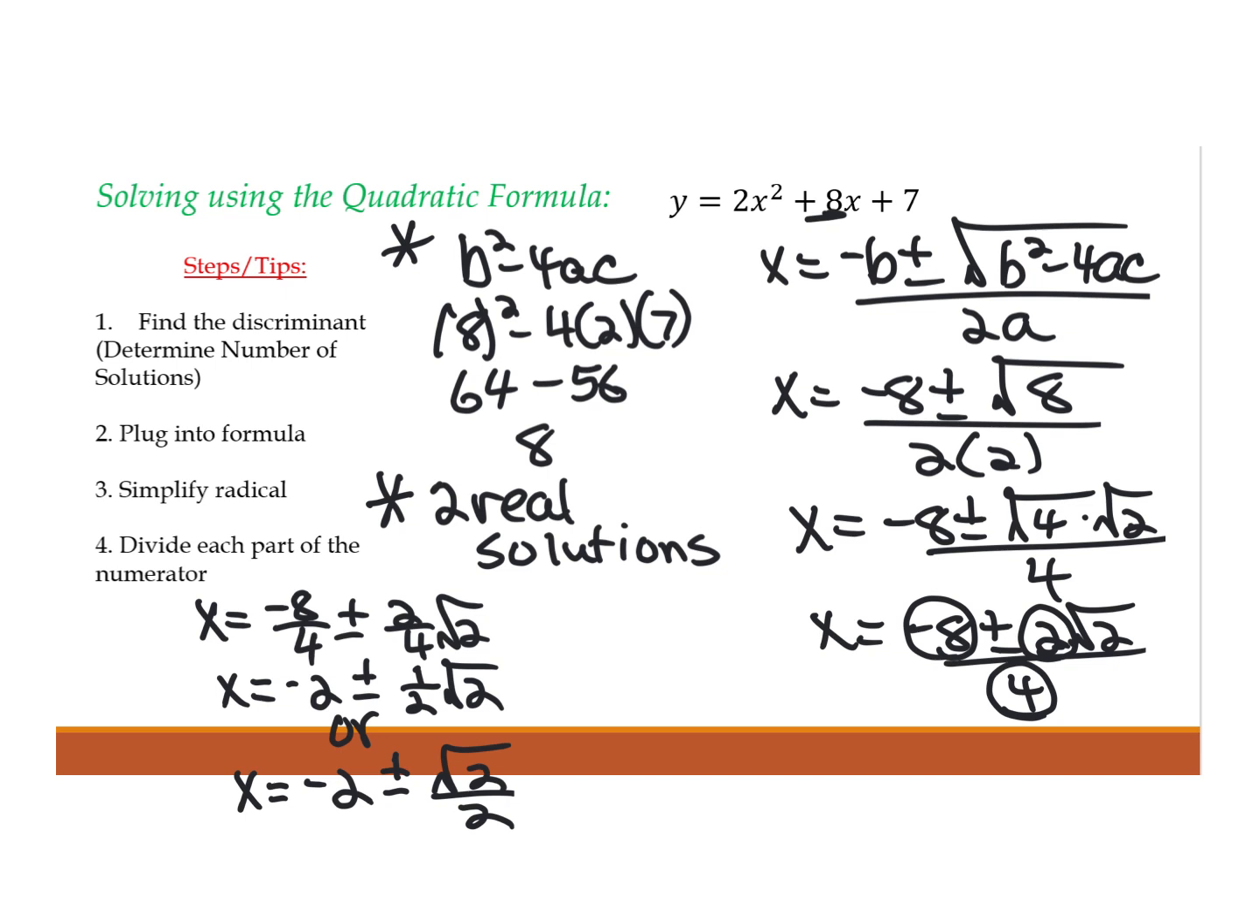The last thing that we're going to do is divide each part of the numerator. So I'm going to take the -8 and divide by 4, and I'm going to take the 2 times the square root of 2 and divide by 4. And when I do that, I'm going to end up getting -2 plus or minus the square root of 2, over 2.